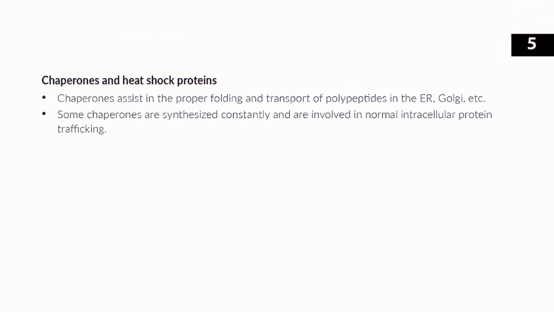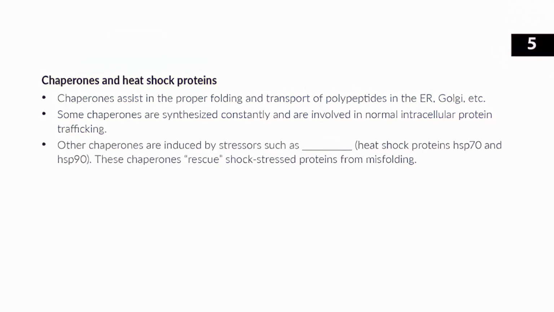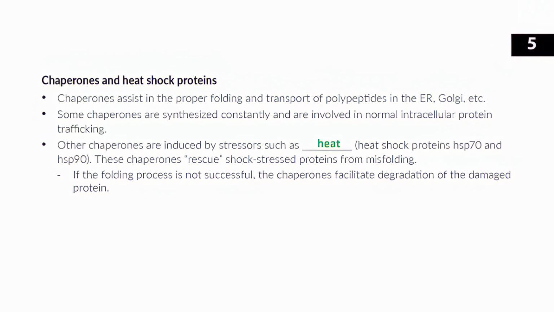Some chaperones are synthesized constantly and are involved in the normal intracellular protein trafficking. Other chaperones are induced by stressors such as heat. So these are called heat shock proteins, HSP70 and HSP90. And these chaperones rescue stressed proteins from misfolding. So if the folding process is not successful, the chaperones facilitate degradation of the damaged protein.